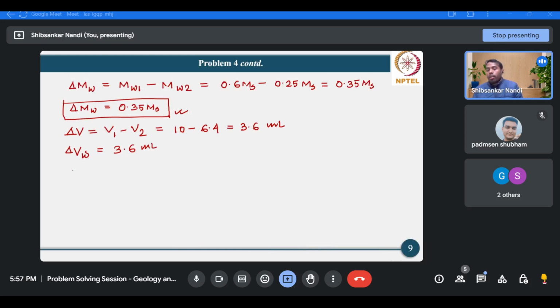So delta VW we have got as 3.6 ml. Now, if we know delta VW, then we can easily calculate the delta MW value. How? It will be delta VW multiplied by rho W, volume into density. Density we know is 1 gram per cc. Delta VW we know is 3.6. So it simply becomes 3.6 gram. So delta MW we have got as 3.6 gram.